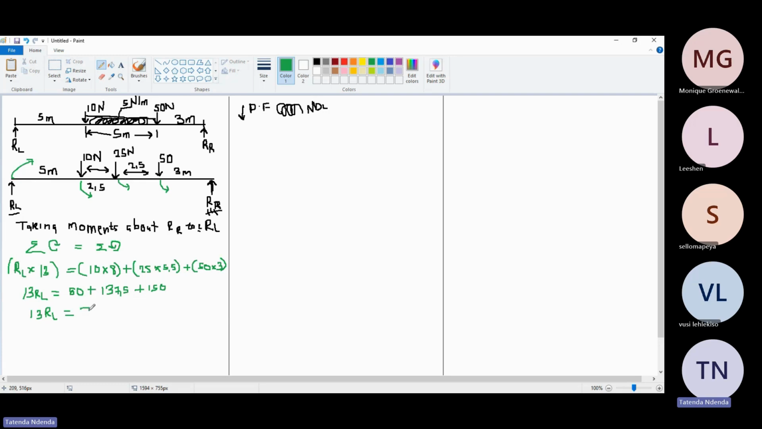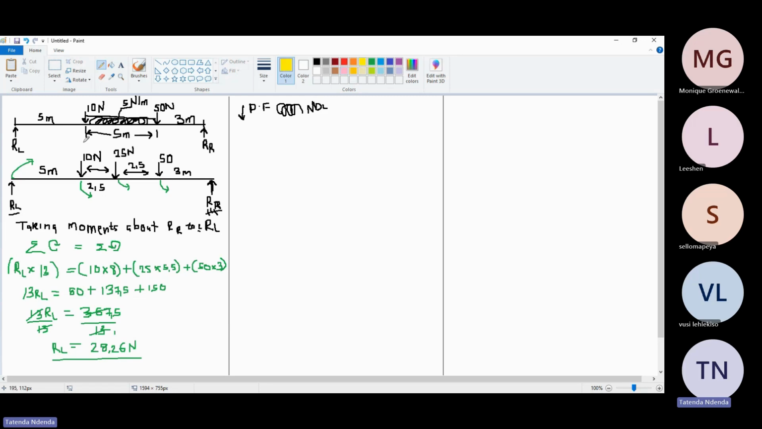We are going to divide everything by 13. We divide also this one by 13. This one cancels here, and I have RL is equivalent to this one into this one is 1, and this one into this one is how much? 28.26 newtons. Okay.